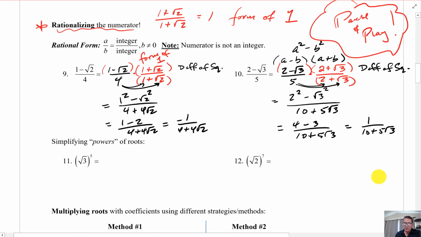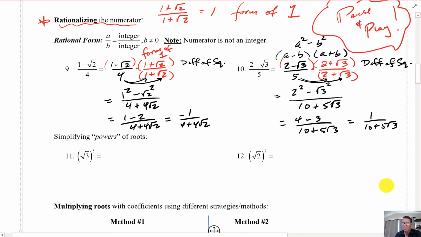Alright, let's take a look at how to apply powers of the roots. Now, root 3 to the 5th power. If you don't know how to handle that, there are a few ways to do this. One way is to expand. This is the long way to do it.